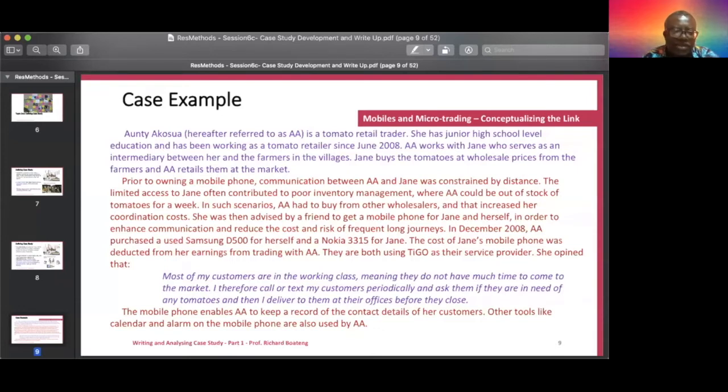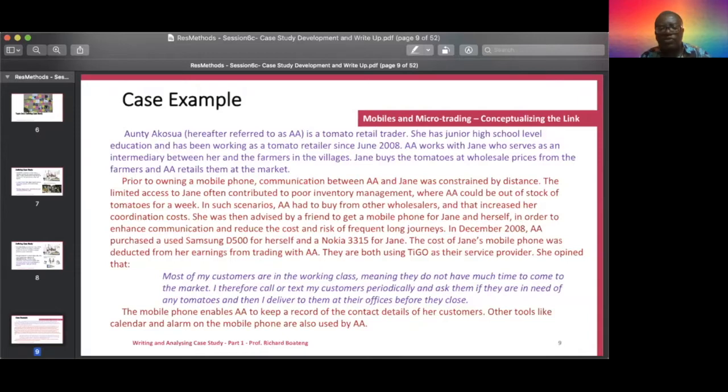She opined that most of my customers are in the working class, meaning they do not have much time to come to the market. I therefore call or text my customers periodically and ask them if they are in need of any tomatoes, and then I deliver them at their offices before they close. The mobile phone enables AA to keep a record of the contact details of her customers. Other tools like the calendar and alarm on the mobile phone are also used by AA.